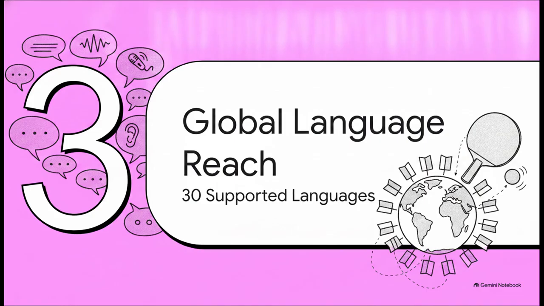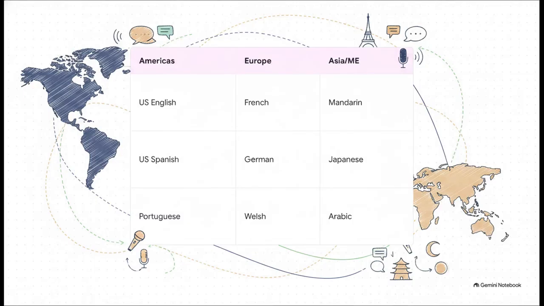Section 3. Global language reach. 30 supported languages. Okay, we understand the ping-pong mechanics, but who exactly can we play this game with? The scale here spans 30 different languages and regional variations. I'm talking from US English and Brazilian Portuguese in the Americas, over to French and Welsh in Europe, all the way to Mandarin, Japanese, and Arabic. You can literally connect a Welsh speaker directly to an Arabic speaker, entirely in real time. It's wild to think about.